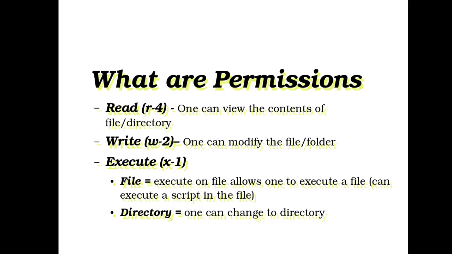If there are executable permissions on a file, this allows a user to execute the file, which basically means that he can execute a script which is in the file. If the executable permission is set on a directory, one can enter into the directory, which is equal to cd to the directory in Linux. And these are represented by the numbers 4, 2, 1 respectively.